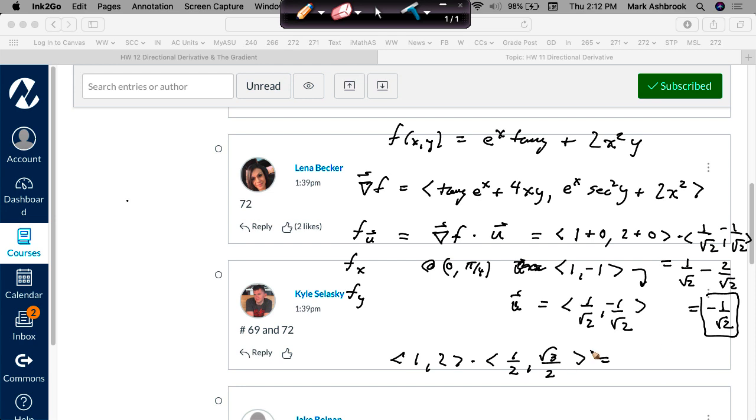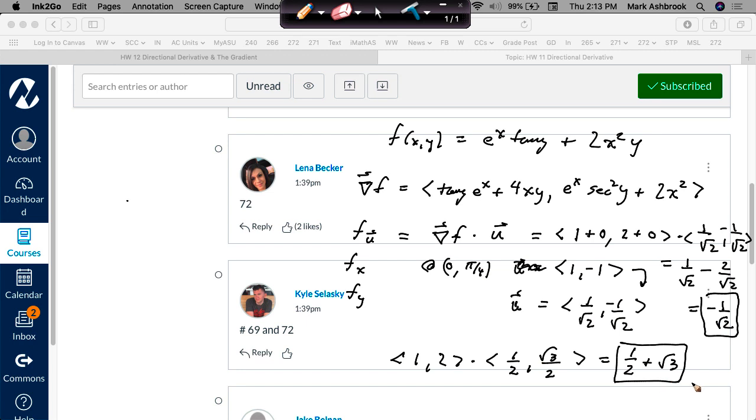One half plus radical 3. Did I do the math right? Yep. So if you're at the point 0, pi over 4 and you go in this direction, the rate of change of z that you encounter is this. From that same point, if you go in this other direction, you'll encounter a positive rate of change.